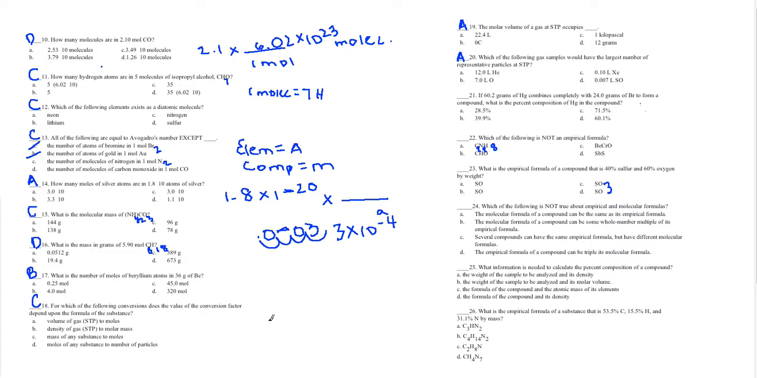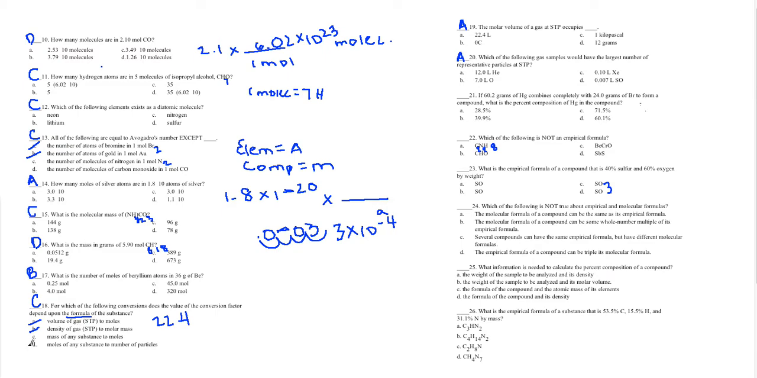All right. For 18, it says, for which of the following conversions does the value of the conversion factor depend upon the formula? So think about it. When do we care about what the formula of the substance is? Well, if we're going from volume to moles, the conversion factor that we always use is 22.4. So it doesn't matter. It's always going to be 22.4. So that one's wrong. For density, well, we haven't been talking about density, so please don't bring up something like density when we haven't even brought it up. For mass of a substance to moles, think about it. When we're going from mass to moles, we need to use some molecular mass, and that depends on the identity of the compound. So yeah, we are worried about the formula of a substance.